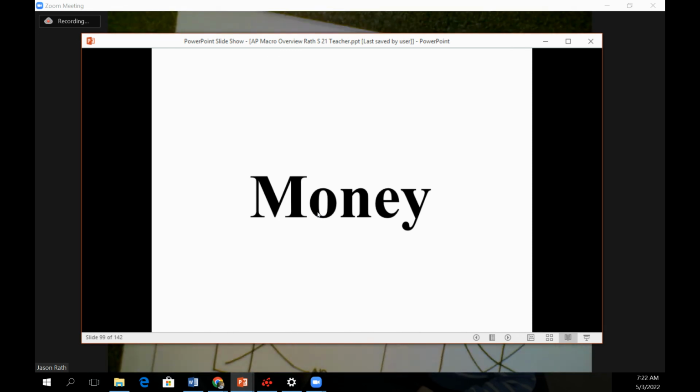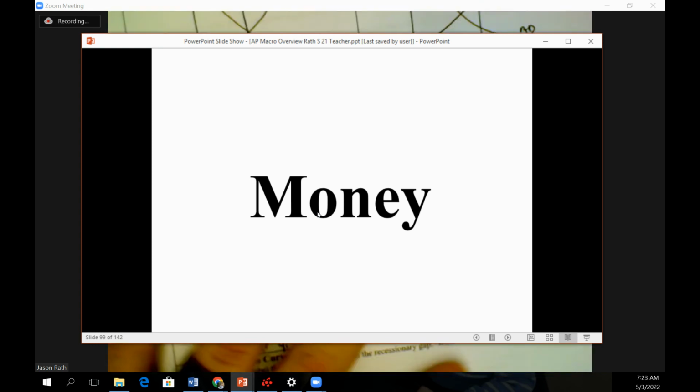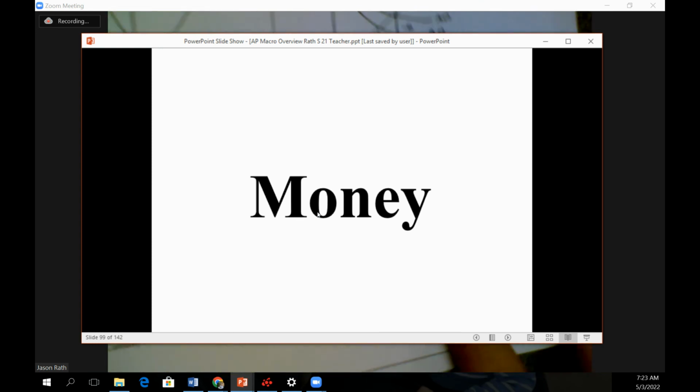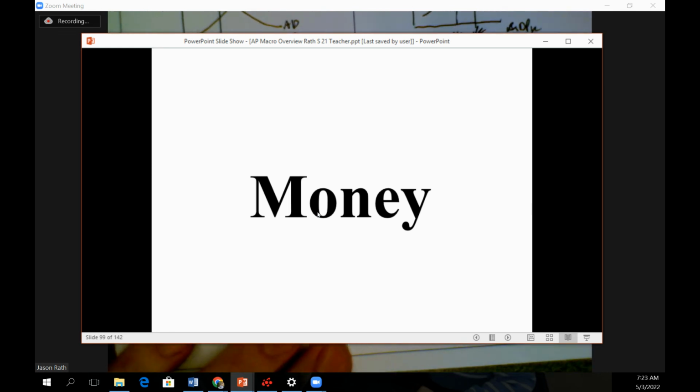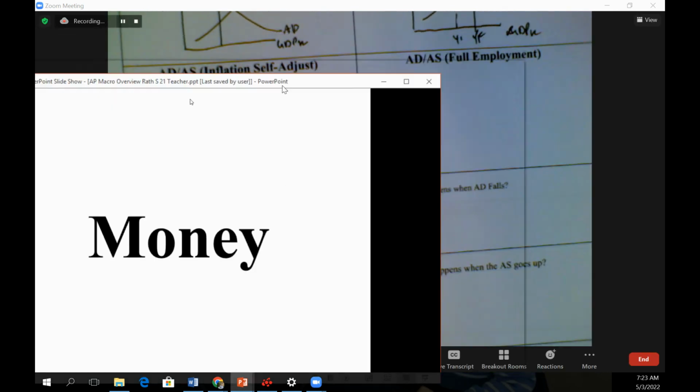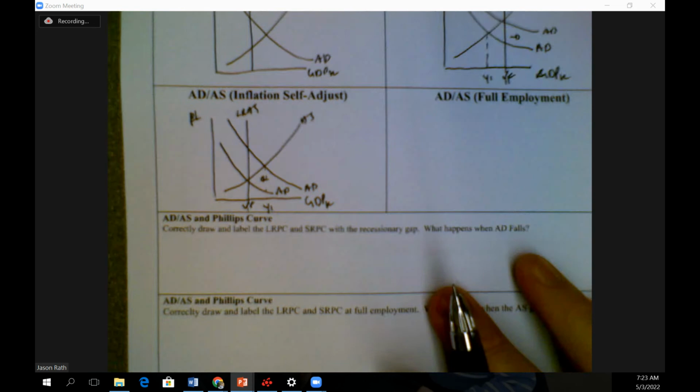If you want to, we can review real quick, because now we're getting to monetary policy, a little more of unit 4. Let's take a look at the Phillips curve. Do you remember the Phillips curve? Kind of. Well, what about the Phillips curve? It's inflation and unemployment. So draw that out.